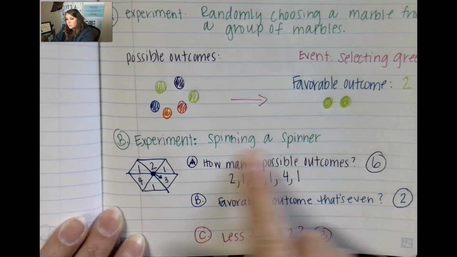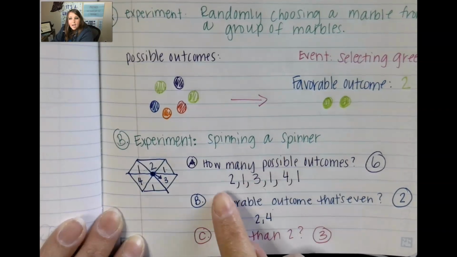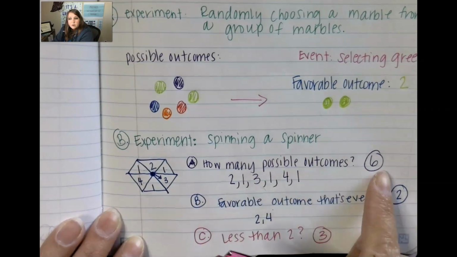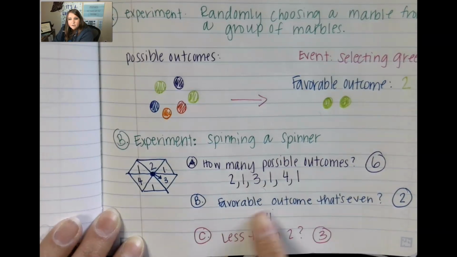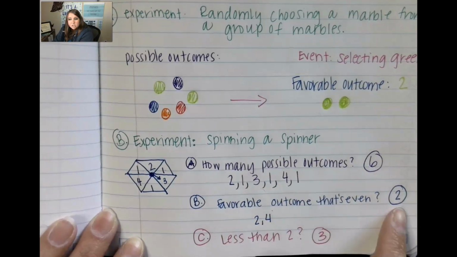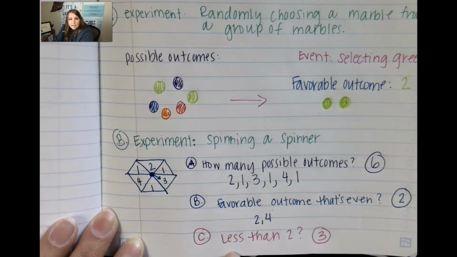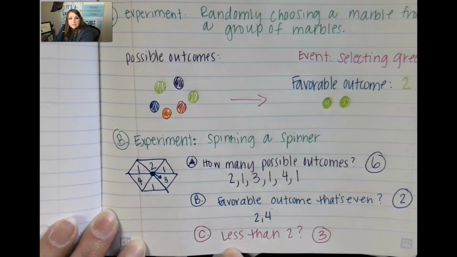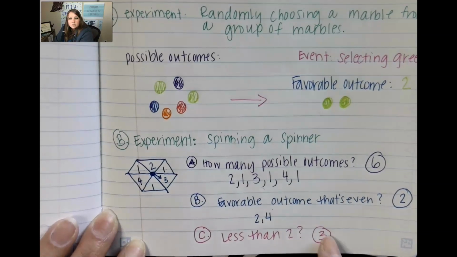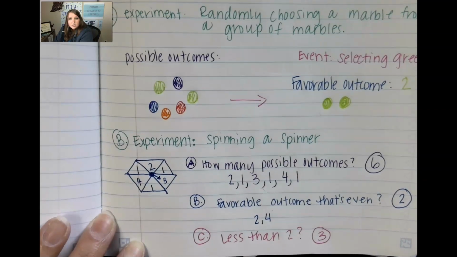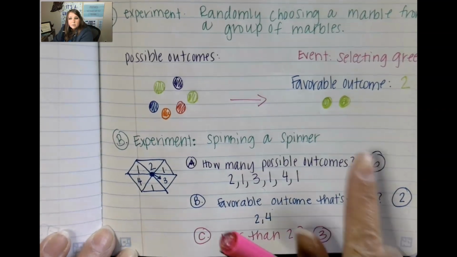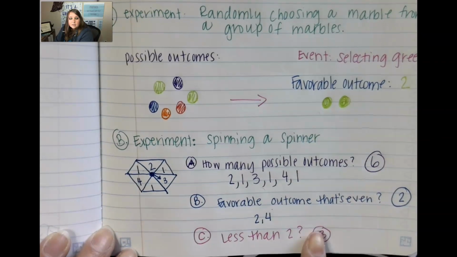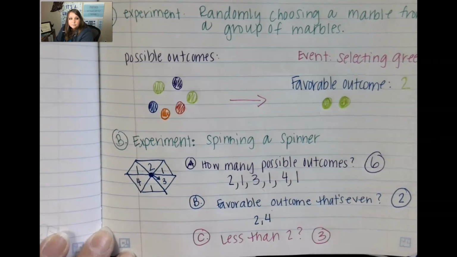So the experiment, spinning a spinner. How many possible outcomes were there? There were 6. The favorable outcome that was even was 2 options. And then how many ways can we spin a number less than 2? There were 3. So you're just using the experiment to answer the different questions.